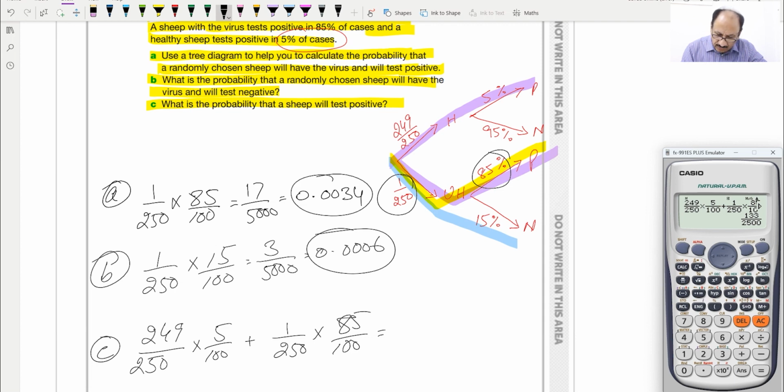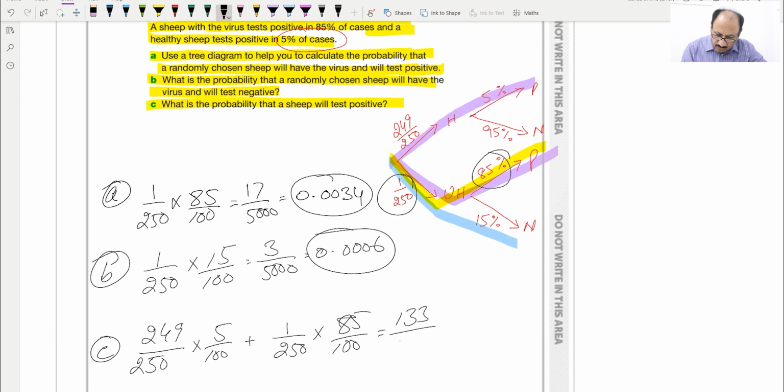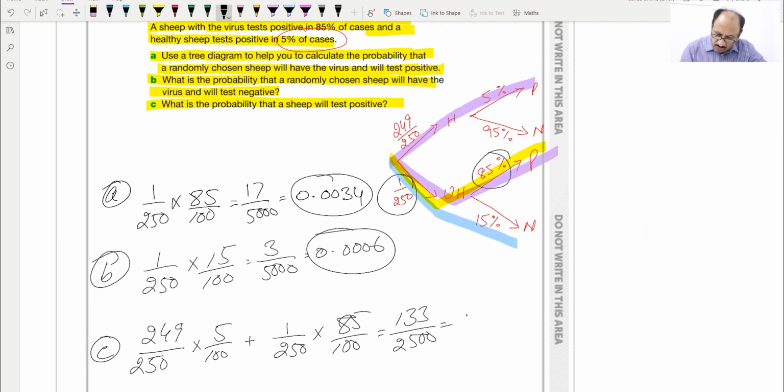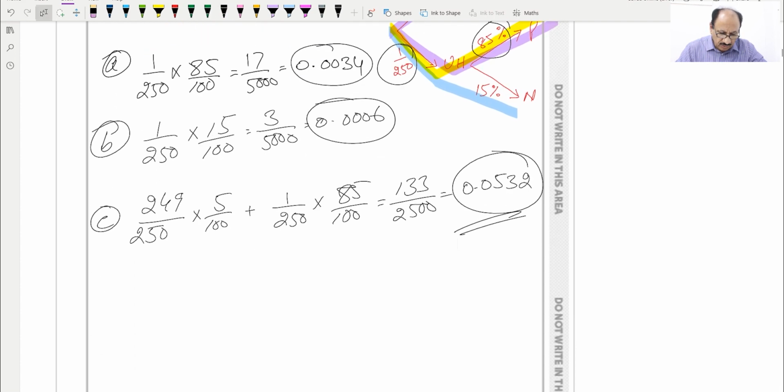This results in 133 over 2500, and in decimal format we can check, this will be 0.0532. This will be our answer for this part. Hopefully you understood this.